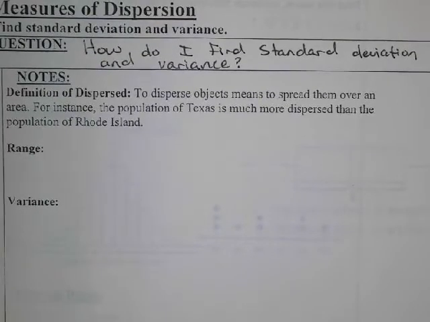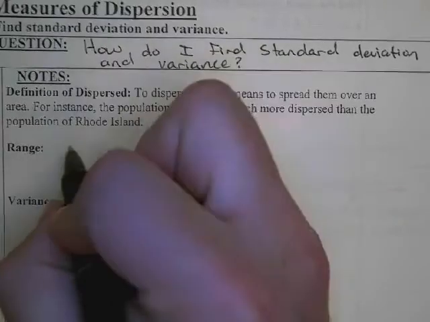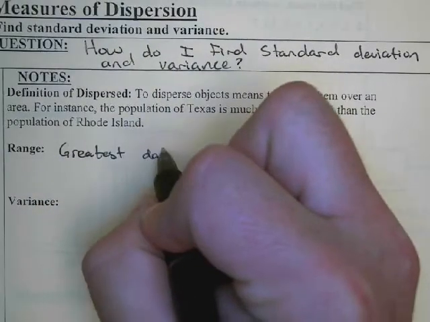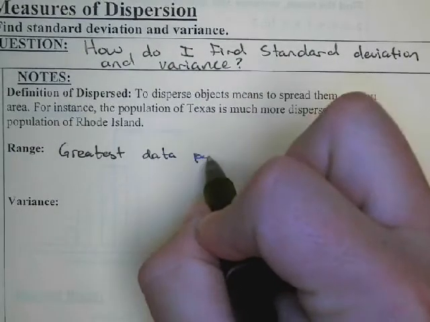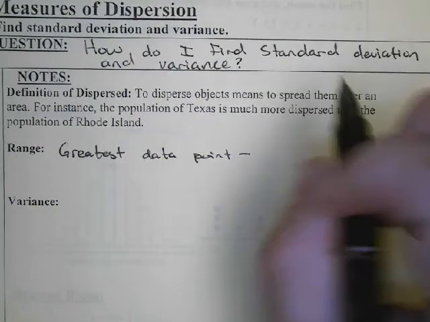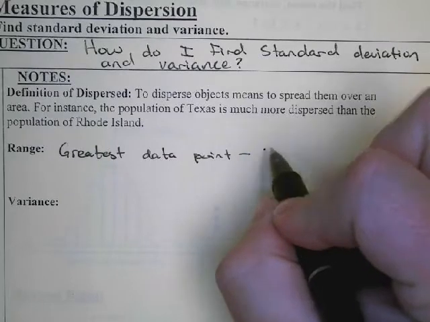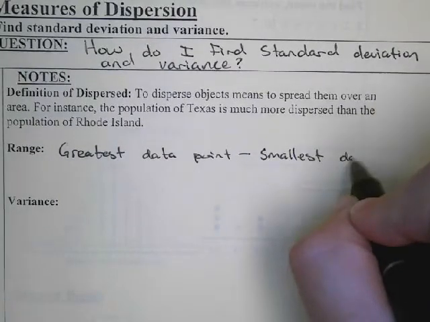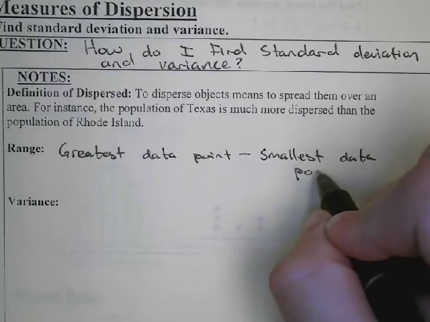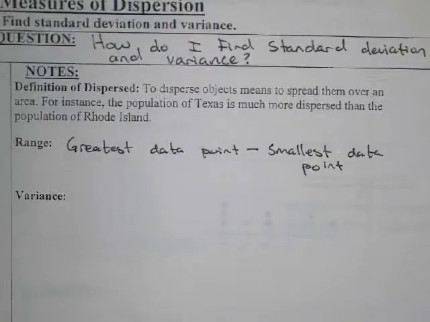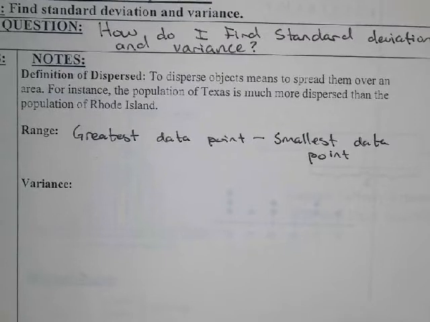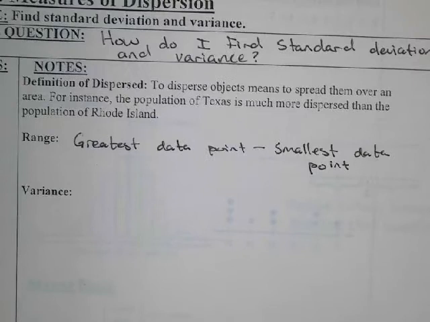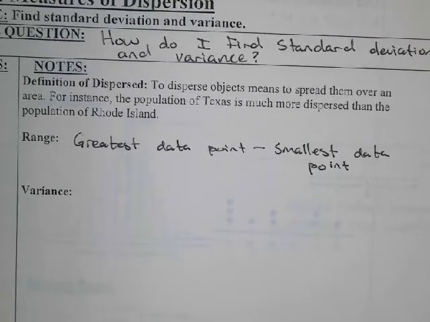So range is where we take our greatest data point and subtract the smallest data point from it. And this just gives us a kind of spread of the data and gives us an idea of the gap that exists between our greatest data point and our smallest data point.